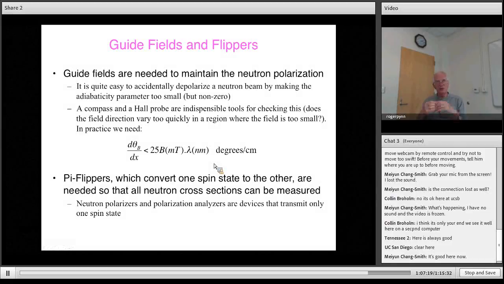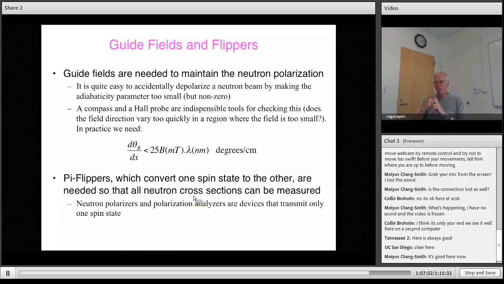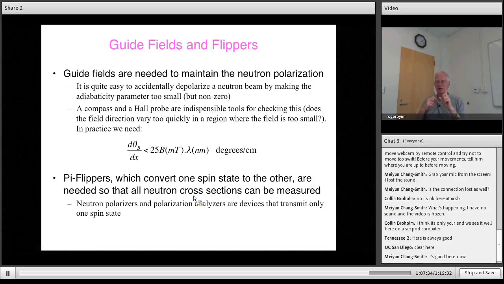What you'll see as we go through the experiments is that one of the essential devices that you need to do these experiments is something called a pi flipper. The reason for that is that you want to be able to easily exchange between one spin state of the neutron and the other. You have to do that, of course, if you want to be able to bring a neutron spin into a sample in either the up or down state.